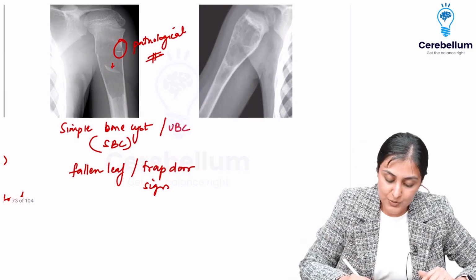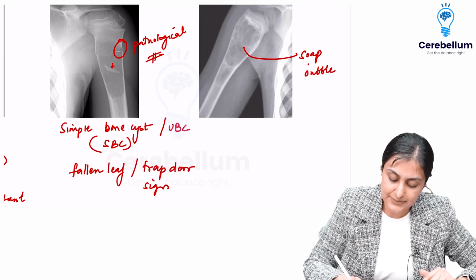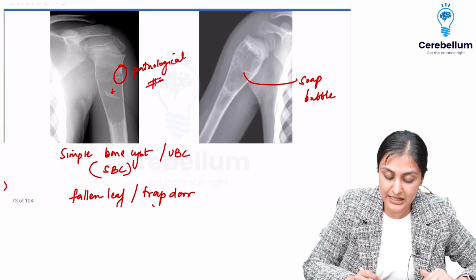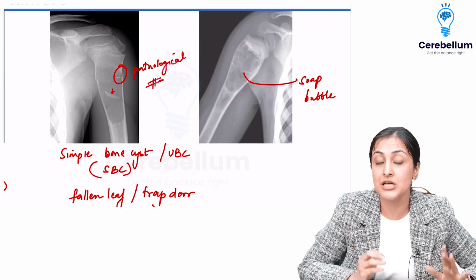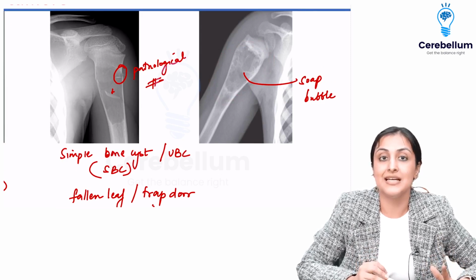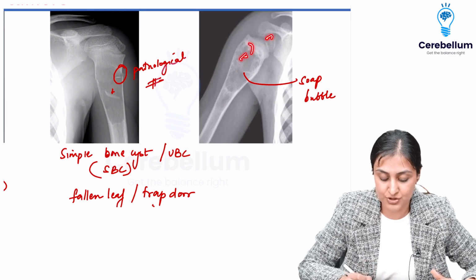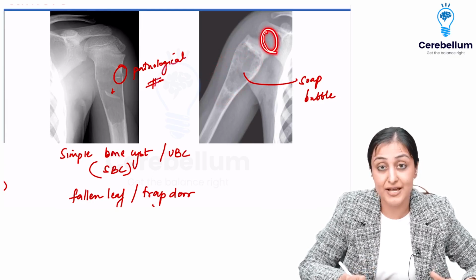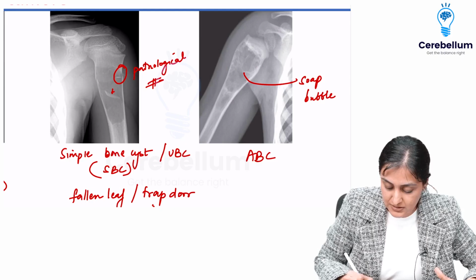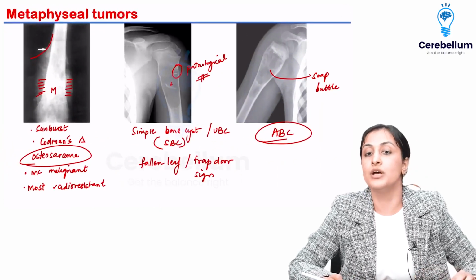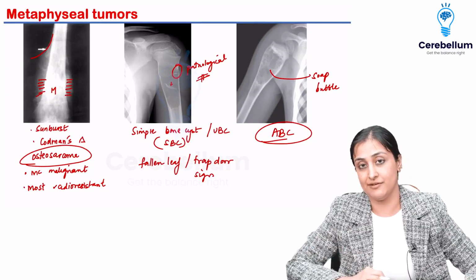On the other hand, when you see that there is this soap bubble appearance that we saw in GCT, very similar to it, but then this is metaphyseal. Lots of students confuse GCT with ABC. GCT, you will see in epiphysis, reaching the joint, whereas this is unfused. This is the metaphysis. This is the epiphysis here, right? So this is a metaphyseal lesion. This is the aneurysmal bone cyst. So ABC, aneurysmal bone cyst, is metaphyseal.